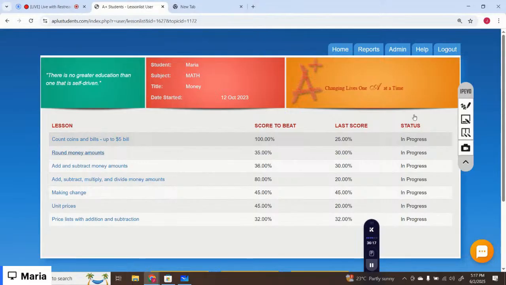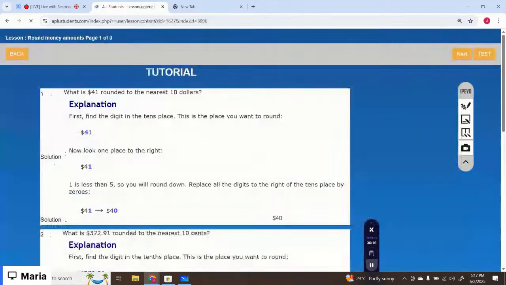The next lesson is round money amounts. So let's start with the lesson. What is $41 rounded to the nearest $10? So we need to round the money amounts the same way we round numbers. So $41 is rounded to $40. The correct option is $40.